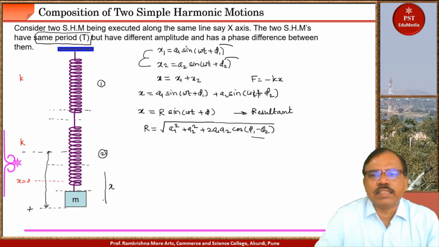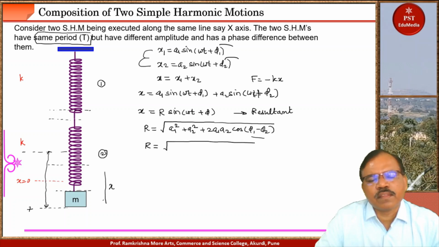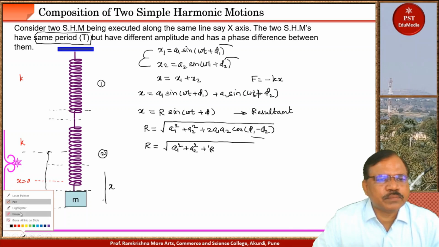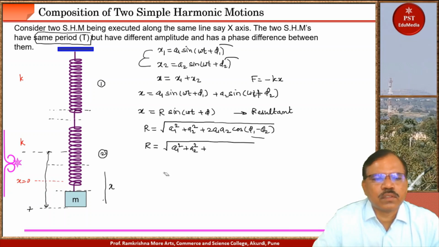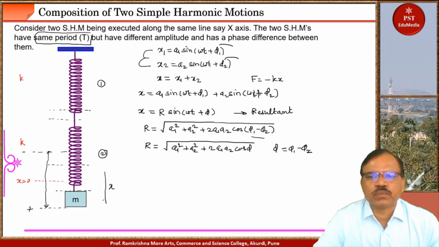So this phi 1 minus phi 2, that is phase difference. So R is equal to, we get here, A1 square plus A2 square plus 2 times A1 A2 cos phi, where phi is phi 1 minus phi 2. This is about resultant amplitude.